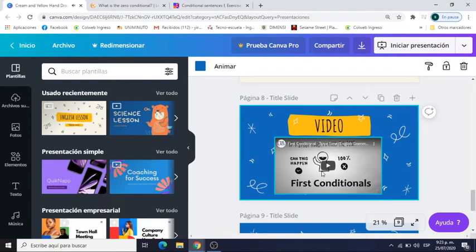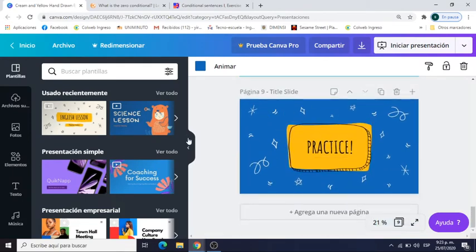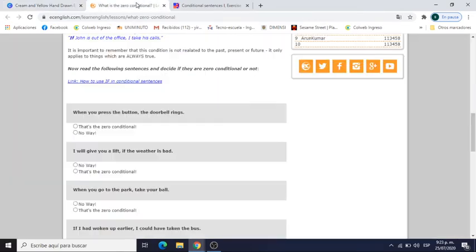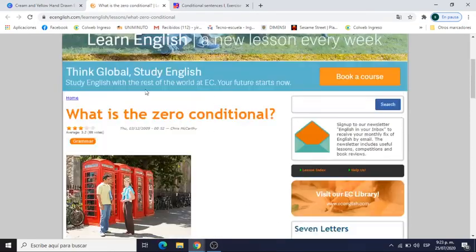Okay, guys, so now what do we need to do? Practice. We need to practice. So, let's see this. This is about zero conditional.